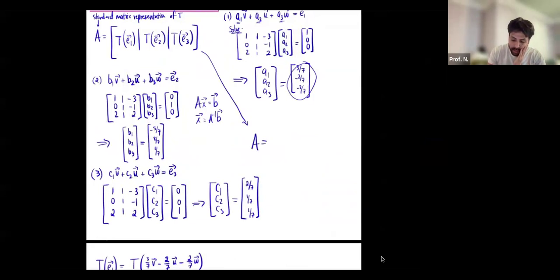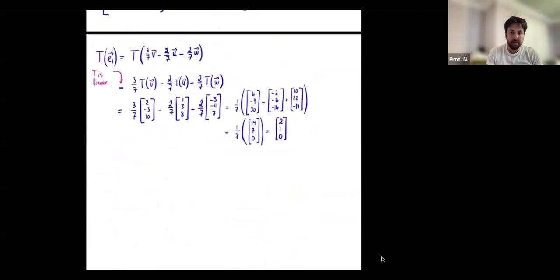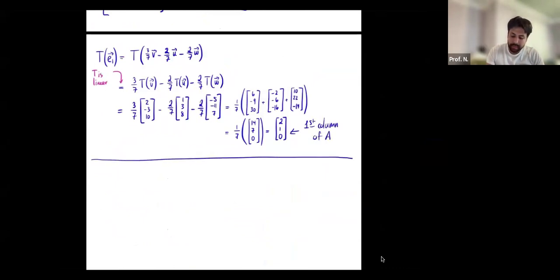It's precisely going to be that first column. Now I need to know. So this is the first column of A. You see why this is useful?